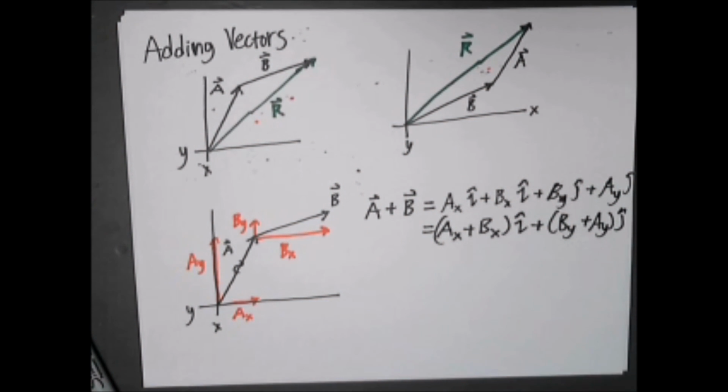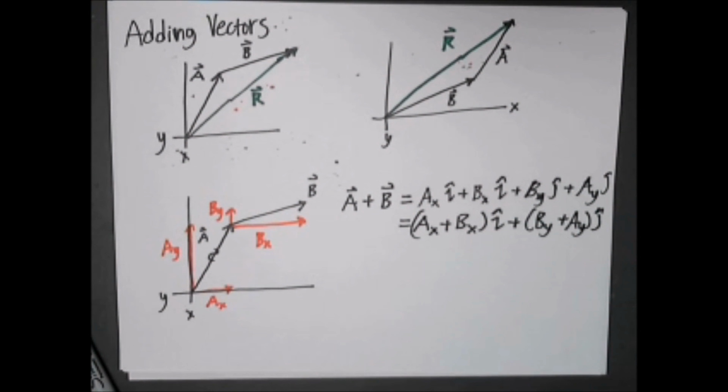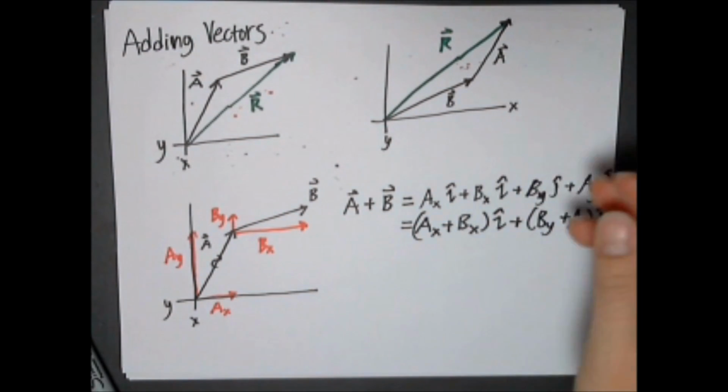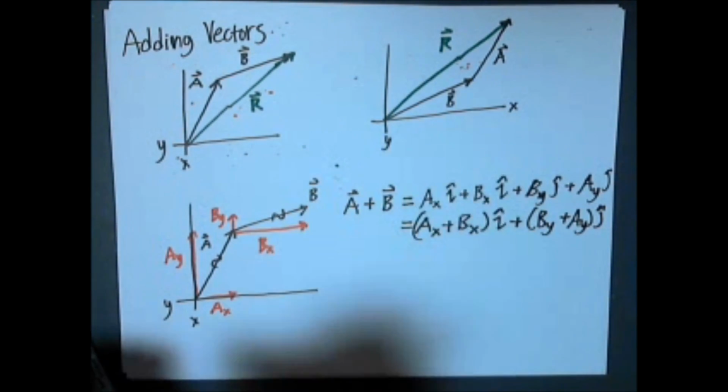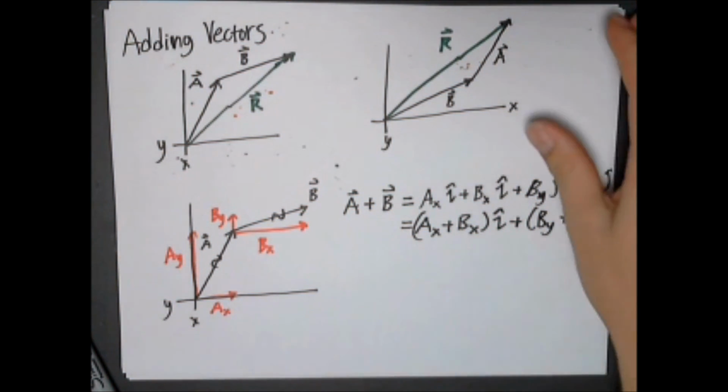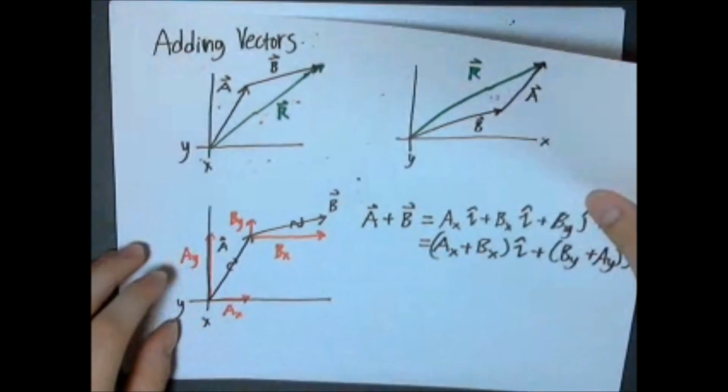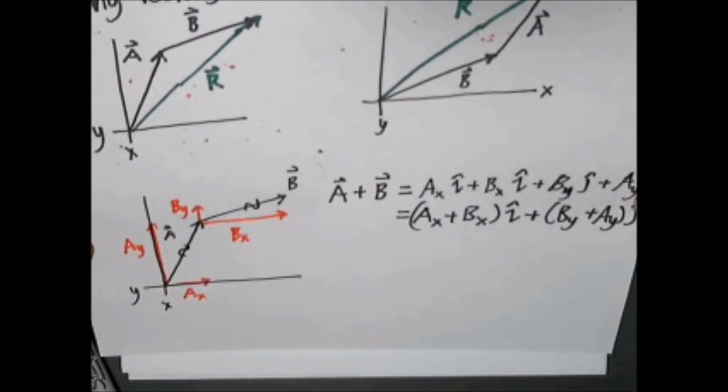And if you'll notice, it doesn't matter what order we add these in because addition is commutative. So resolution into components is probably one of the most powerful things you can do when working with vectors.